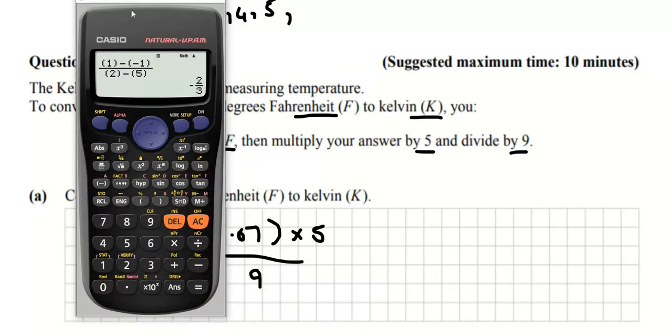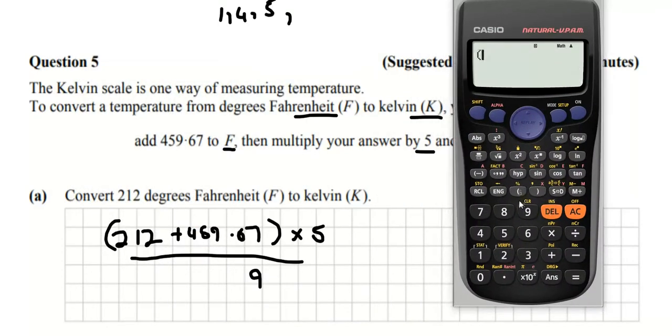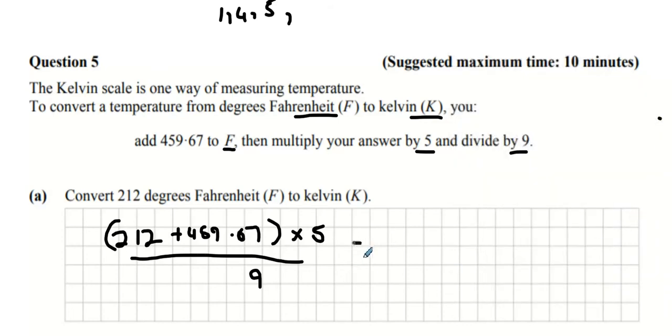So load it into the calculator. So what we get is 212 plus 459.67, multiply by 5. Oh, sorry, that's addition there. Delete. Multiply by 5. Then divide by 9. And we get 373.15. My bad. Kelvin.